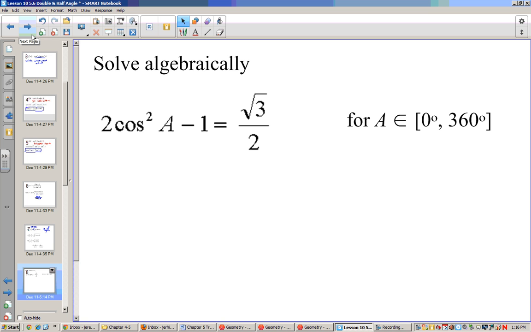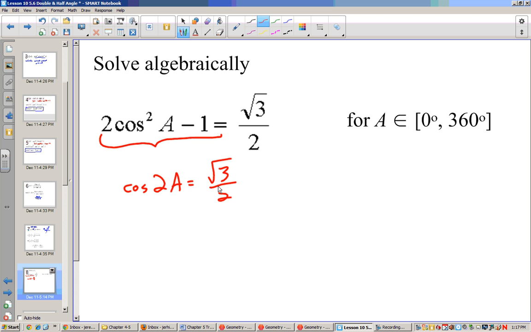Okay, now we get into solving equations using these. Now, part of this is just like a matching problem. Where do we see this on our property sheet? And hopefully we remember that this is the same thing as cosine of 2a. So the cosine of 2a is equal to root 3 over 2.